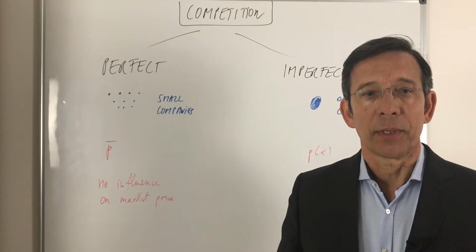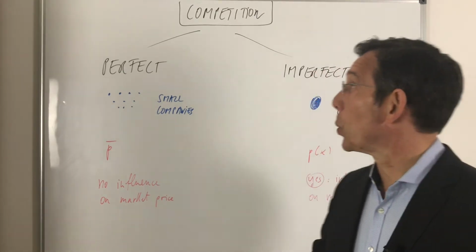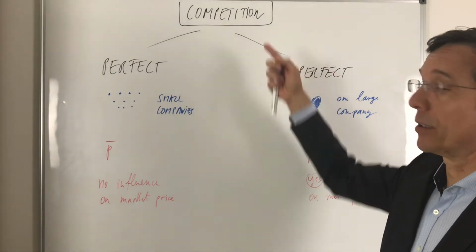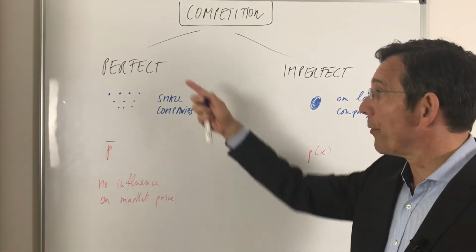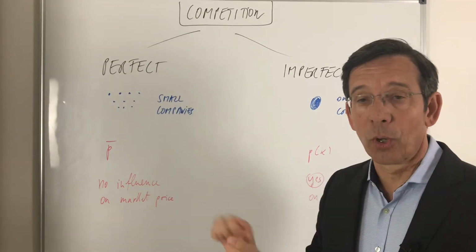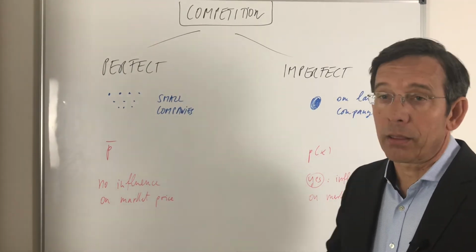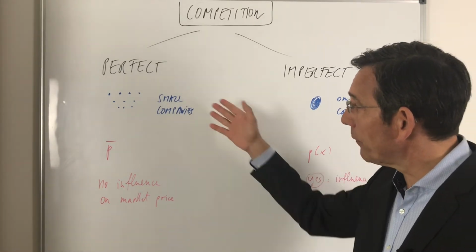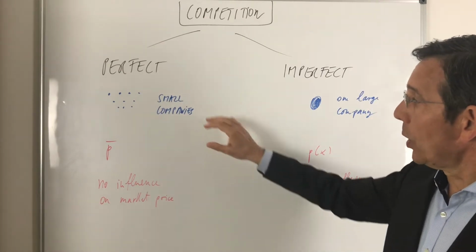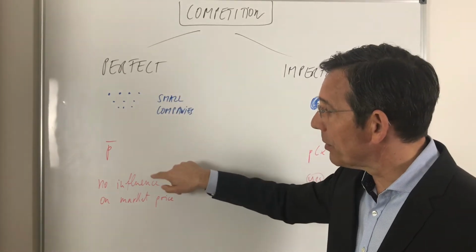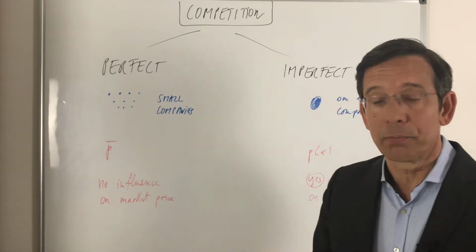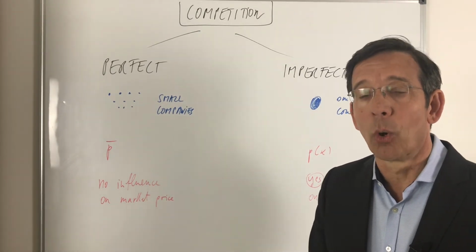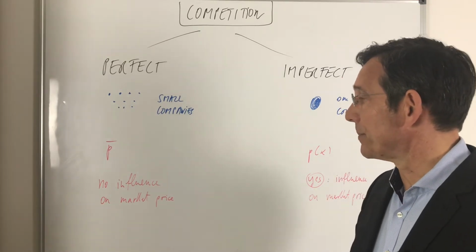Hi, economists typically differentiate between perfect competition and imperfect competition. Perfect competition means there are a lot of small companies, you might think of small and medium-sized enterprises, SMEs, which have no influence on the market price. So the market price, P upper bar, cannot be influenced by these very small or medium-sized companies.